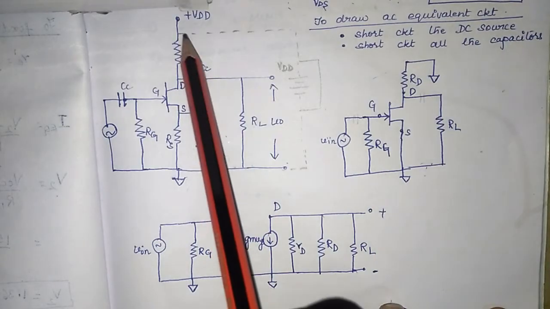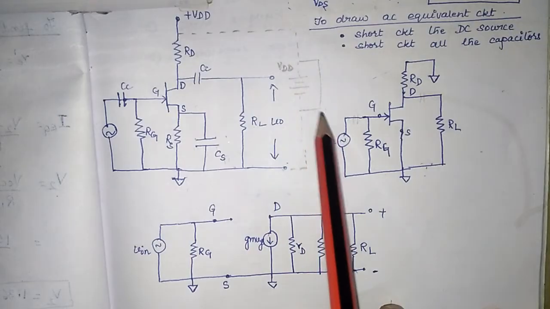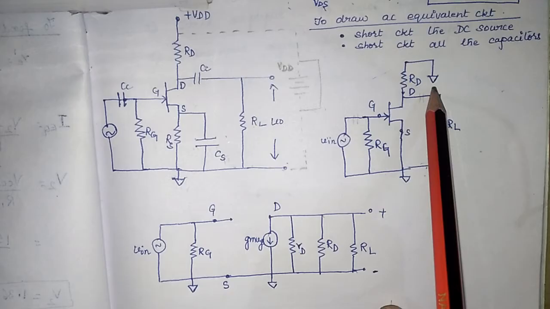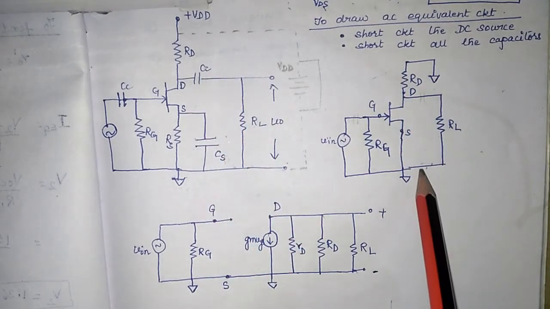And what happens to RD? RD, you know, you shorted the DC source. So where is RD connected to? RD is also connected to the ground. Okay, the other end of RD is connected to ground. And what about RL? RL, the same arrangement holds good.